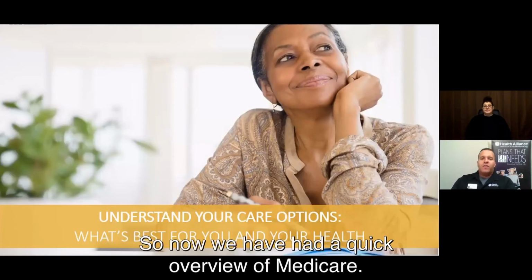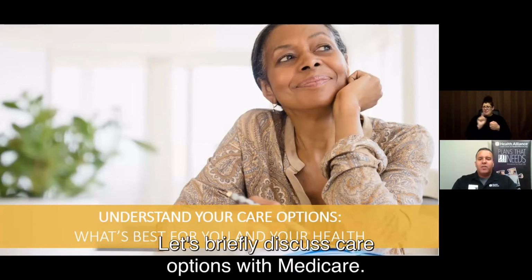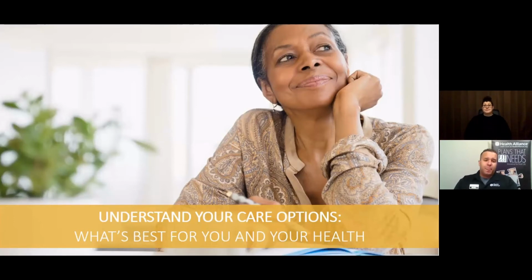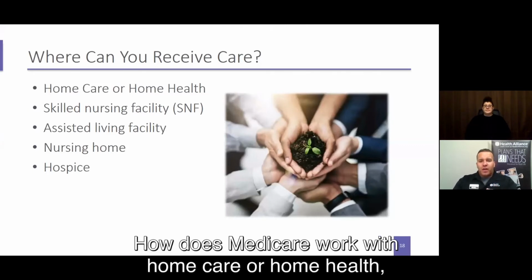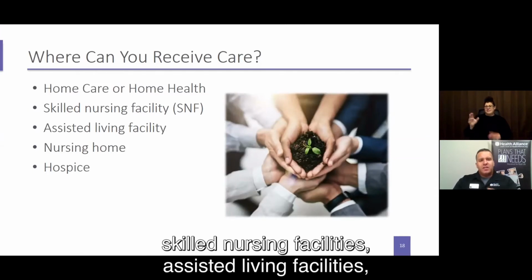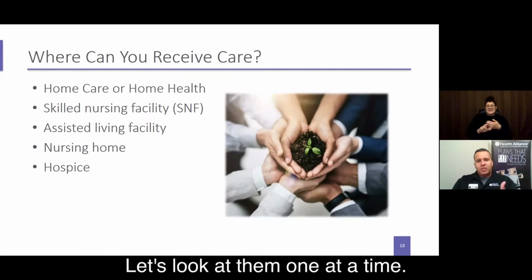So now we have had a quick overview of Medicare. The next question could be, where can you receive care with this type of coverage? Let's briefly discuss care options with Medicare. How does Medicare work with home care or home health, skilled nursing facilities, assisted living facilities, nursing home, and hospice care? Well, let's look at them one at a time.